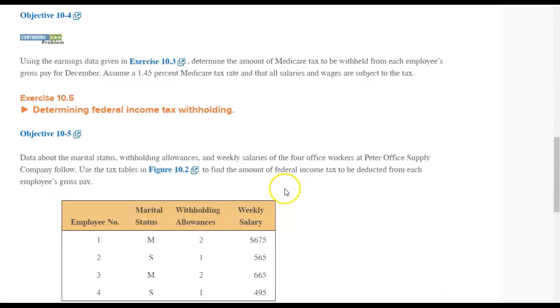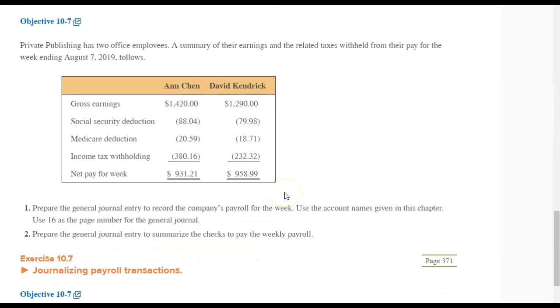10.7. Okay, in this, prepare a journal entry to record the company's payroll for the week. Use the account names given in the chapter. Use number 16 as the page number for the general journal. Prepare the general journal entry to summarize the checks to pay the weekly payroll.